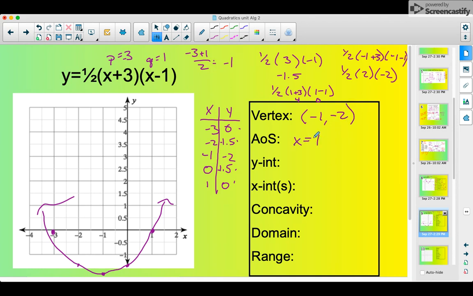Axis of symmetry, again, this should always match between these two. Y-intercept, wherever the x value is 0. So if it's not on my table, which it is in this case, I would plug it in. Then I'm looking for wherever the y values are 0. Conveniently, I found both. So -3, 0, 1, 0. Concavity, this graph is concave up because it curves upwards like a U for up. Domain, all real numbers. Again, if you ever leave that one blank, I'm going to be fairly upset because that is always, always, always, no matter what, all real numbers. Range, since our graph is concave up, it goes from -2 to positive infinity.